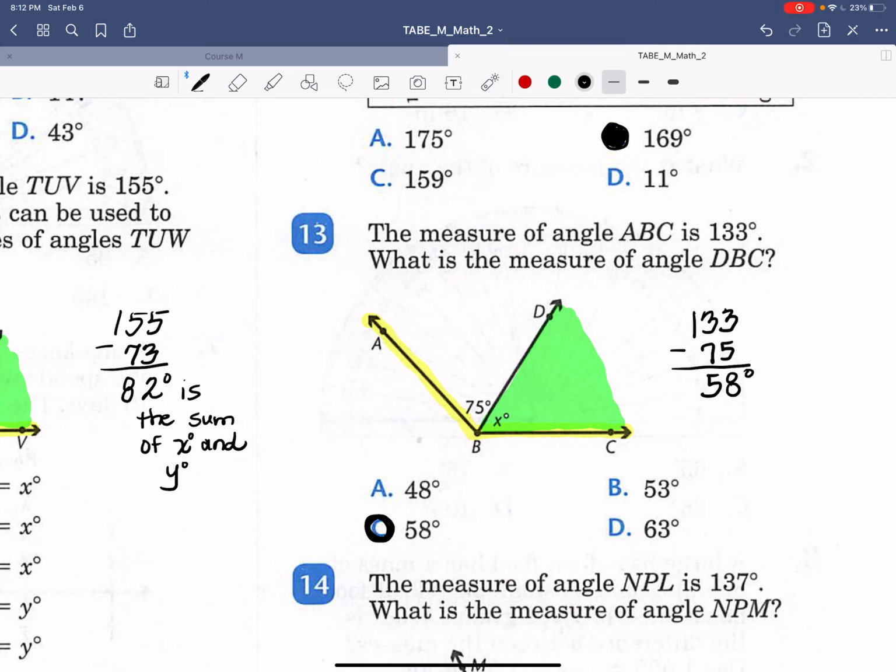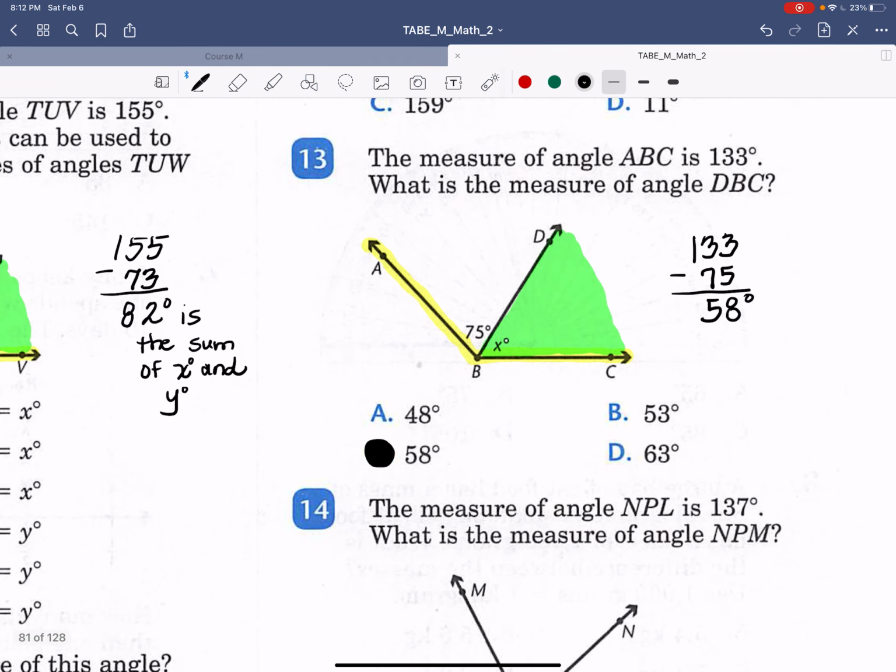And guys, I almost picked B. That 53 to my dyslexic mind looks like a 58. So be careful. It's so easy to make little mistakes like that, and I almost did. The answer is C.